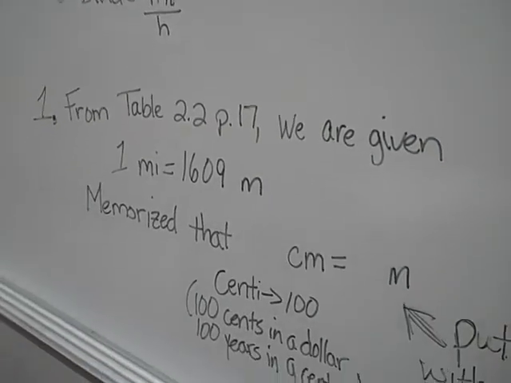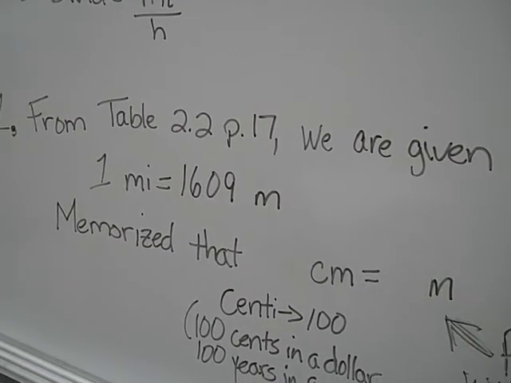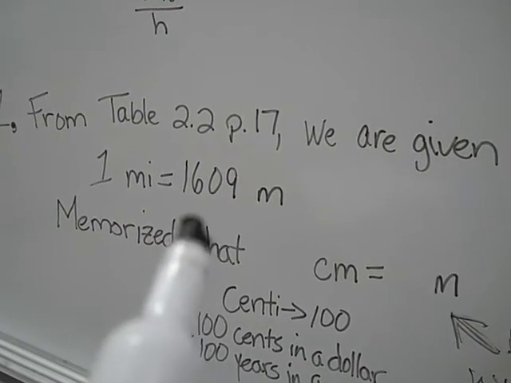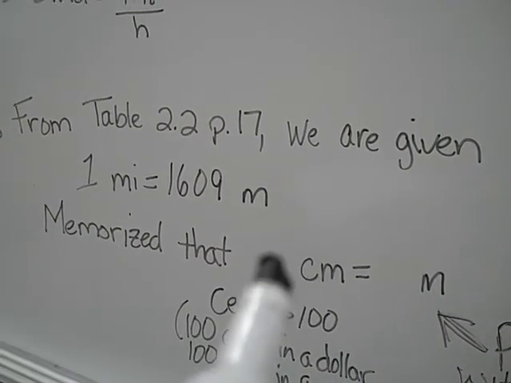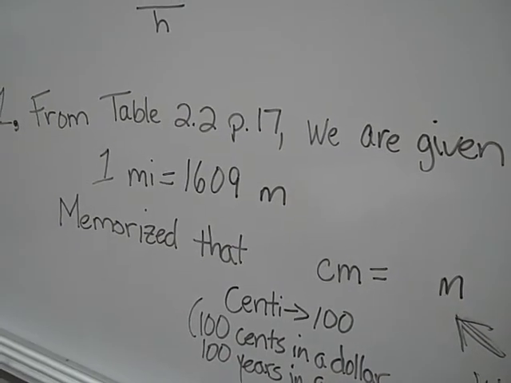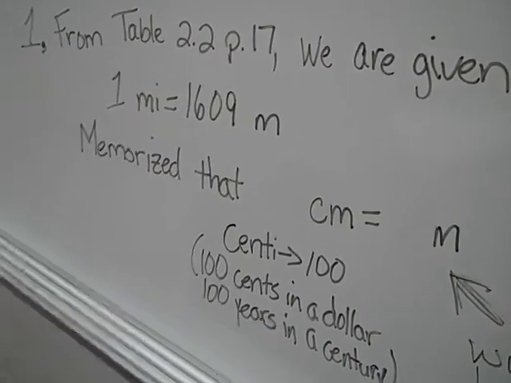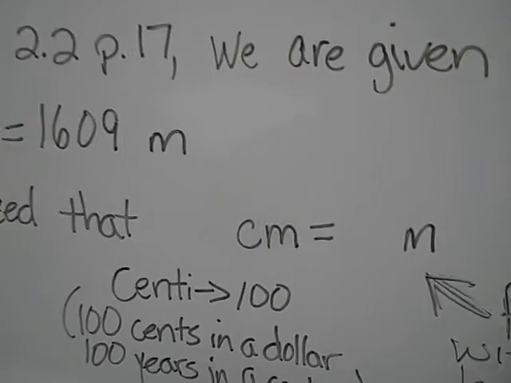We could look at a conversion chart. We have one on page 17, table 2.2, and we are told that 1 mile is the same as 1,609 meters. Now it didn't tell us how many centimeters that equaled, so we will need two conversion factors. You either need to memorize or have memorized that there is a relationship between centimeters and meters.